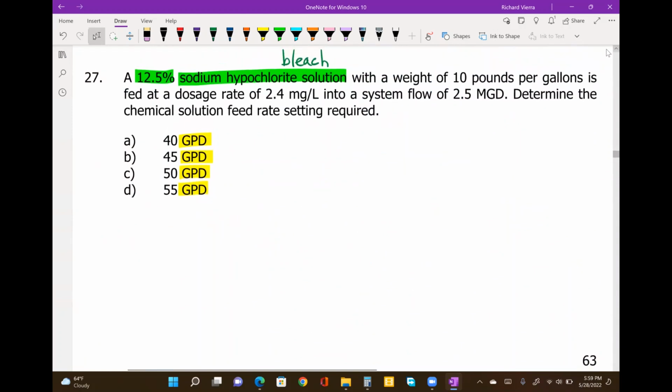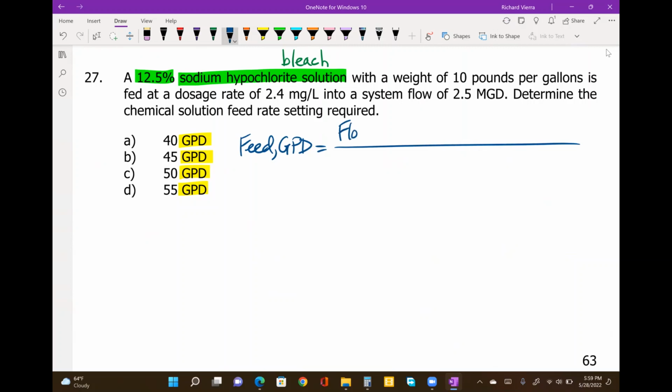All right, so setting up that equation, we'll figure out how all these numbers fit. The feed in gallons per day this time. So on the top, still the pounds formula, flow in million gallons a day times dosage, milligrams per liter, and the 8.34 pounds per gallon. But now on the bottom, along with the chemical percentage in decimal form, we're also going to use the weight of the solution in pounds per gallon.